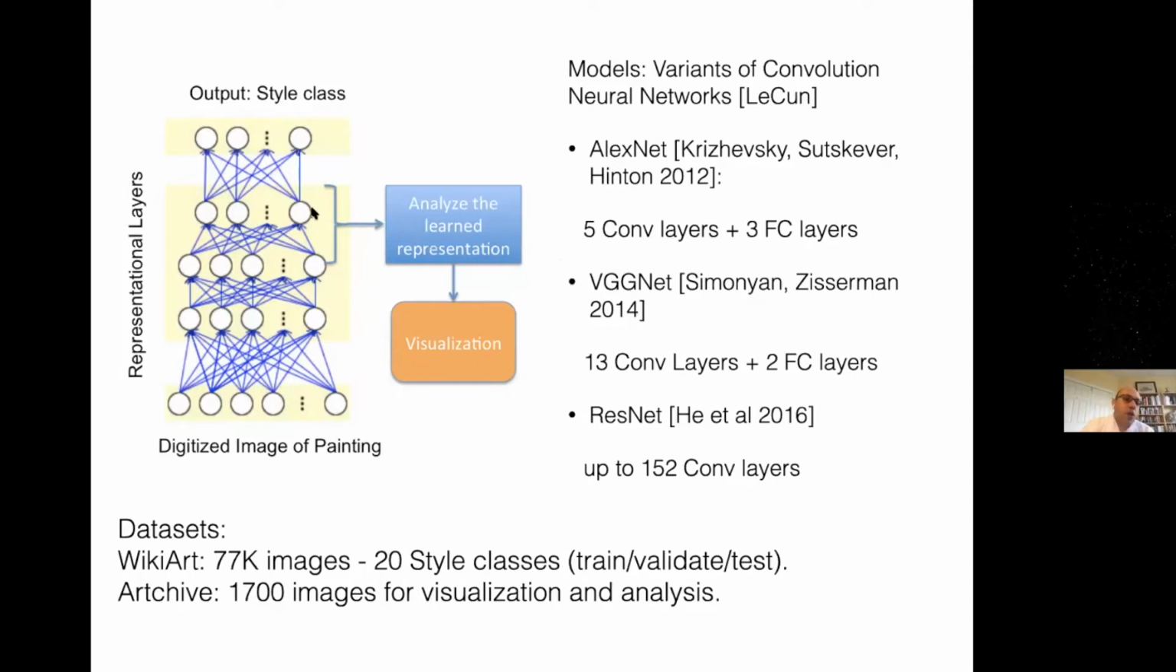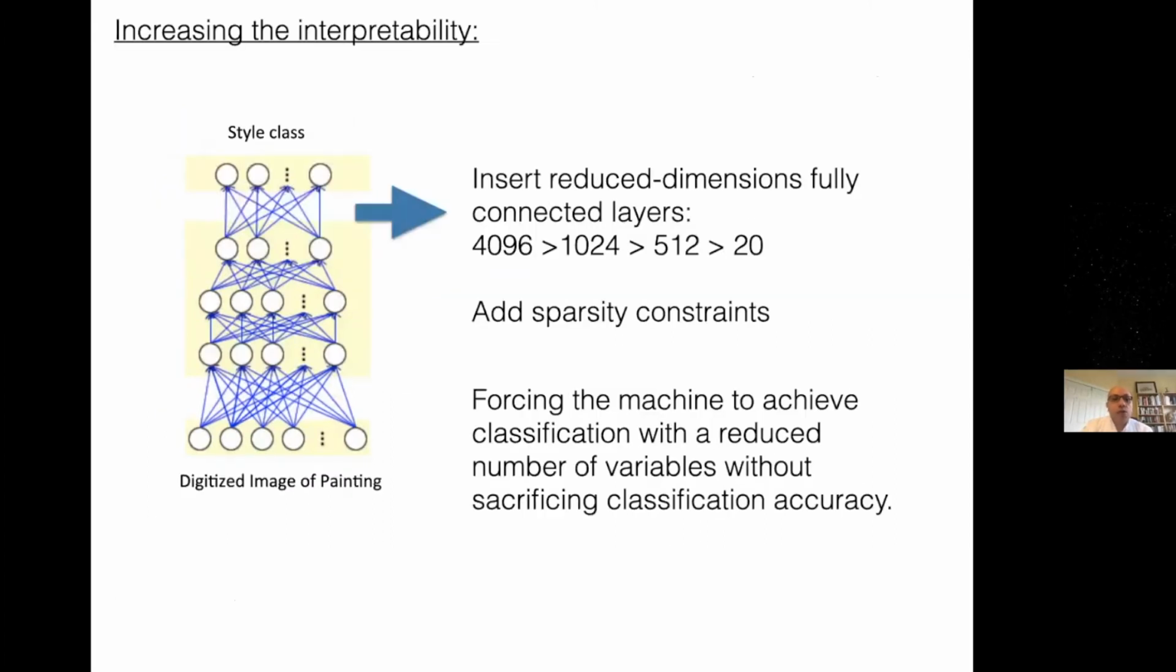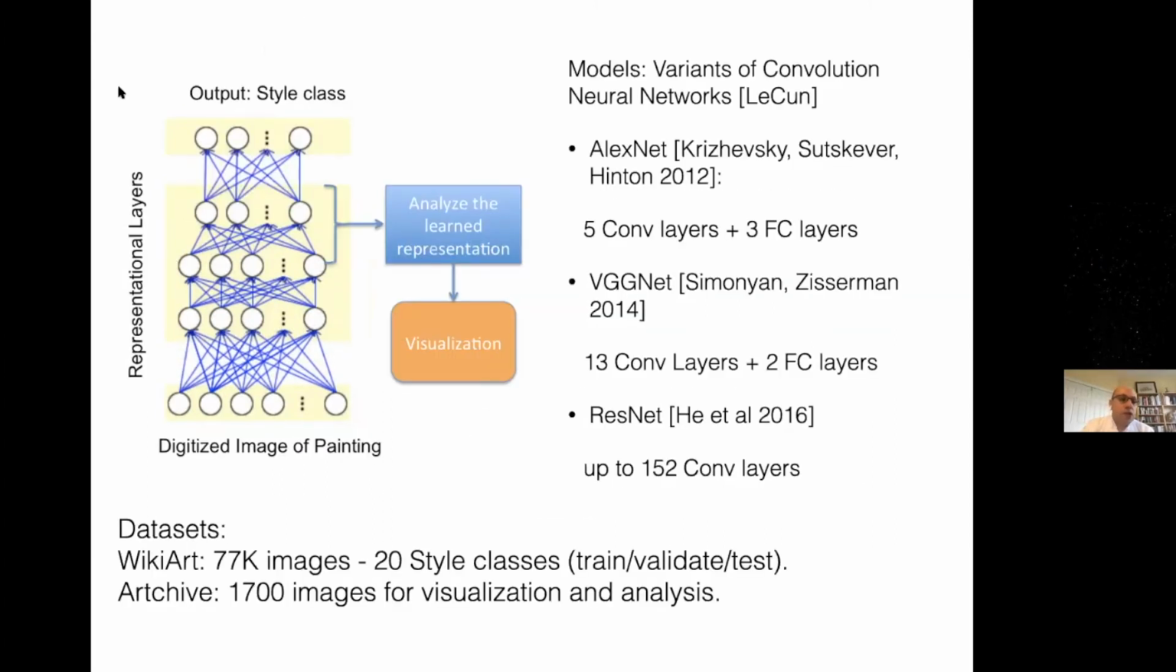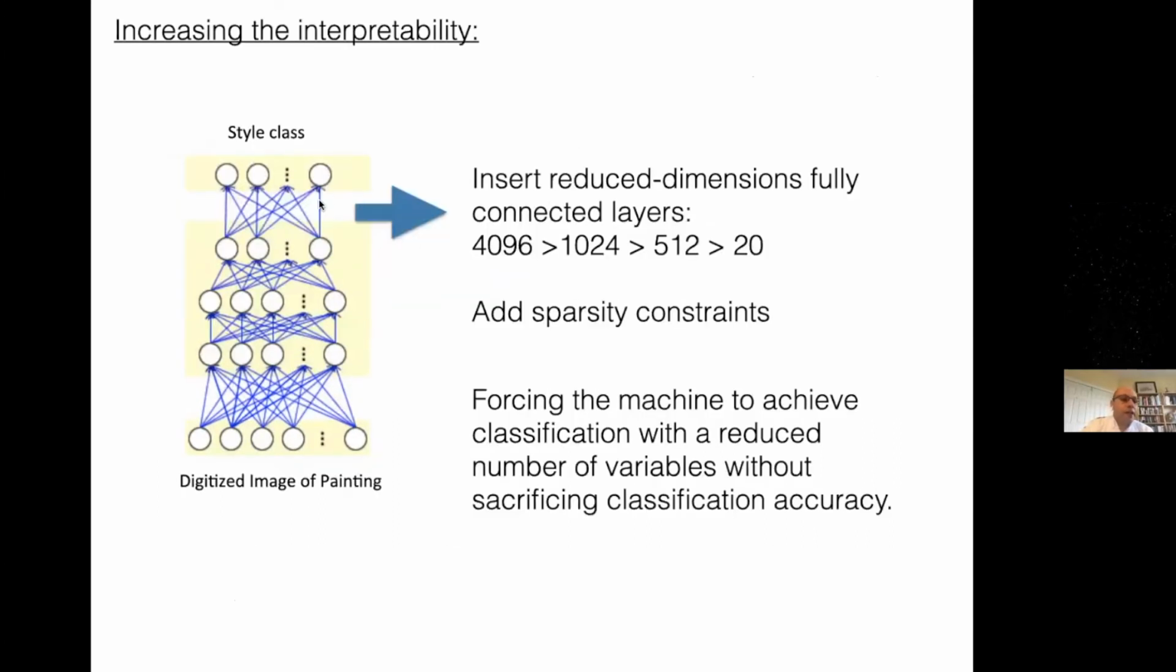The goal is to look at what has been learned here. So analyze the internal representation and do some statistical analysis and some visualization on top of that. After the machine learned style with acceptable accuracy, we start adding layers in the middle here to increase the interpretability of the representation. Basically, go down to as small a number of internal nodes as possible to have a more interpretable representation.